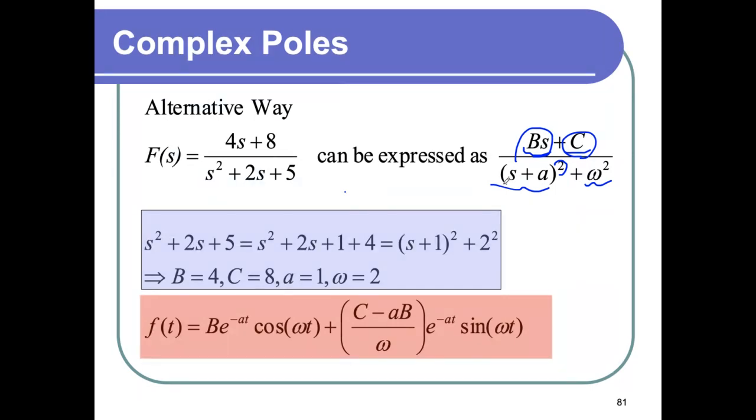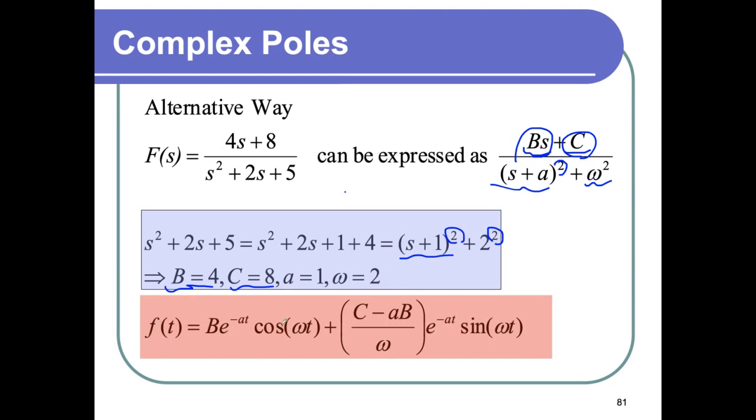Okay, so first you need to represent this in the following form. For the B and the C, it's very clear that B is 4, C is 8. And then you do square completion in order to find A and omega. So S squared plus 2S plus 5 is equal to S squared plus 2S plus 1 plus 4, which is equal to (S plus 1) squared plus 2 squared.